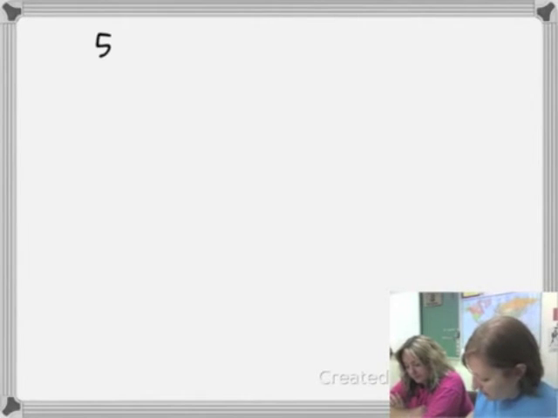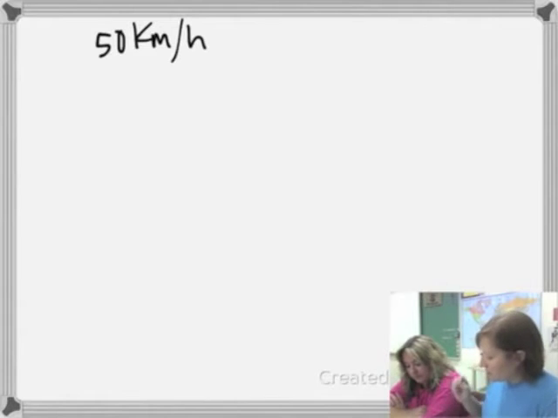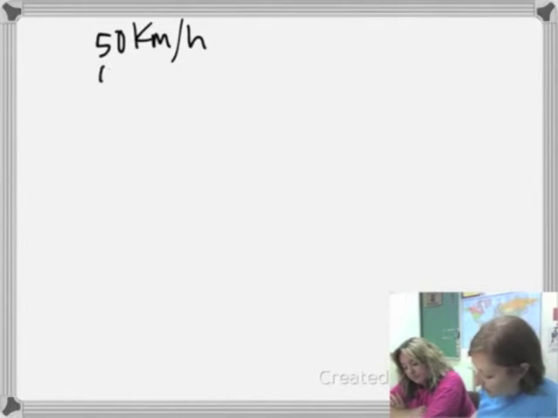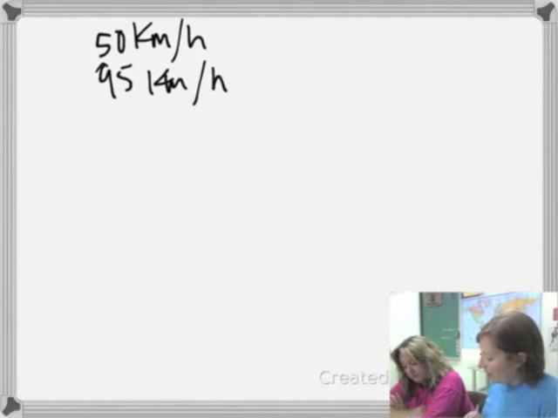Let's do one more guided practice. Let's look at number 2. Mark is traveling at 50 kilometers an hour. I'm going to write that down because that's one of my givens. And then he speeds up to a speed of 95 kilometers per hour, in a time period of 22 seconds. What was his acceleration?